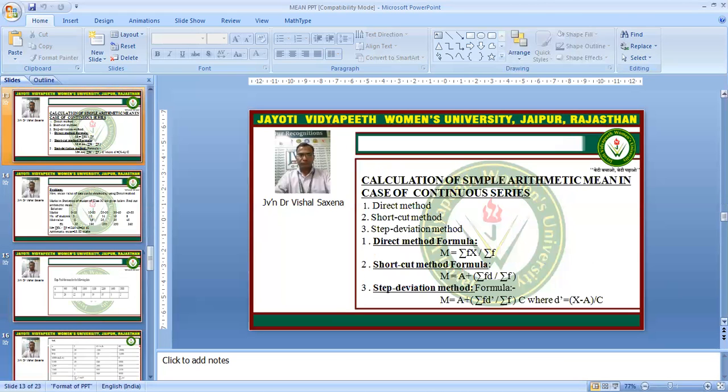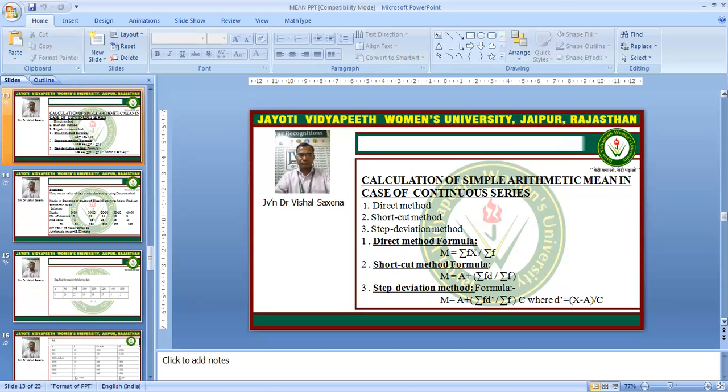And now next we take the calculation of simple arithmetic mean in case of continuous series. In continuous series, again we have three different methods. The first method is known as the direct method, the second one is called the shortcut method, and the third method is the step deviation method.